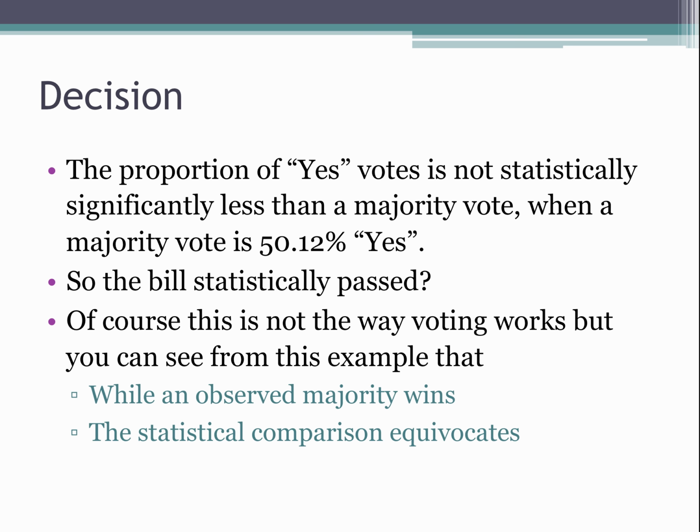So how would we say this? Did the bill statistically pass then, if it's not different than 50%, even though the bill failed? Of course, we know this is not the way that voting works. It's a hard majority based on the counts. But you could see from this example, while an observed majority won, the statistical comparison resulted in equivocation. We failed to reject a difference from 50%.